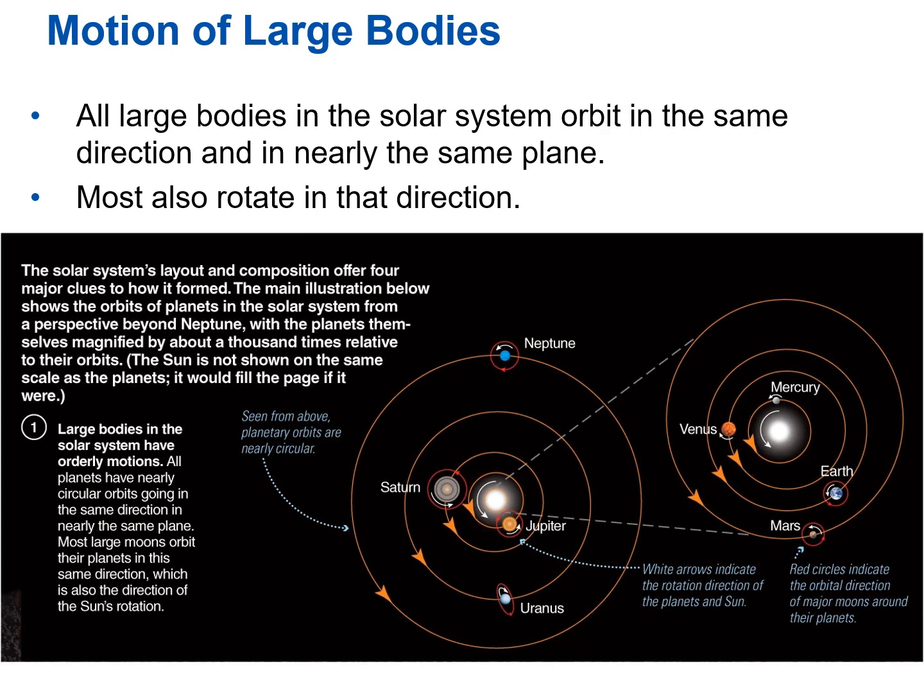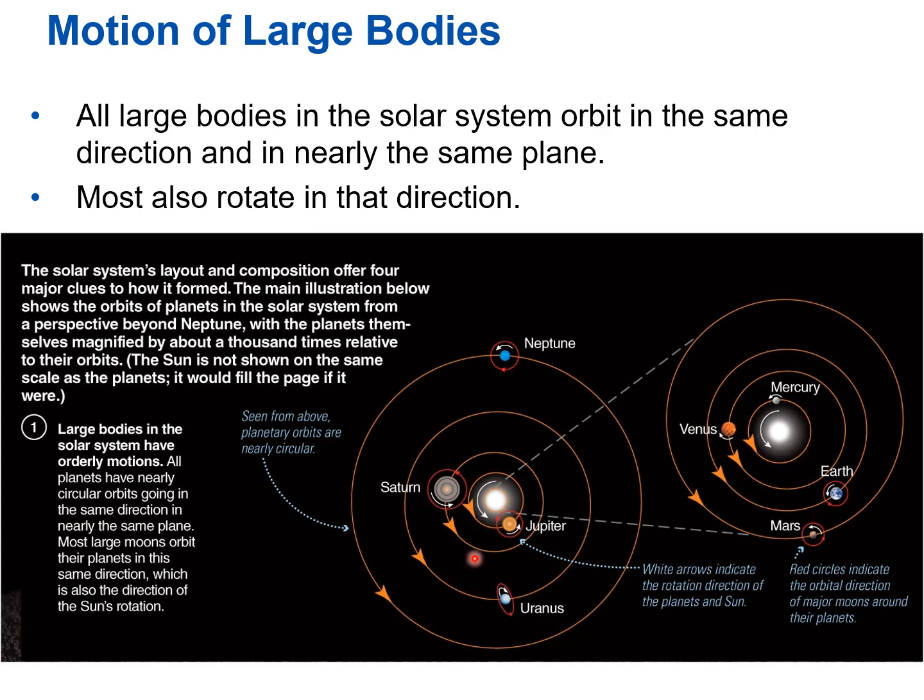All large bodies in the solar system orbit in the same direction and in nearly the same plane. So you look down at the picture below, you can see this is zoomed in, the sun with the inner planets, they're all going around counterclockwise. And then we zoom out more, we see the outer planets, they're all orbiting around counterclockwise, that same direction.